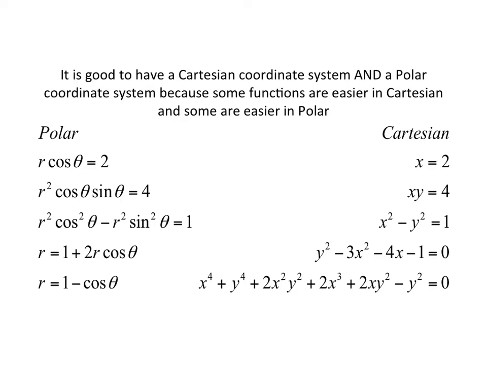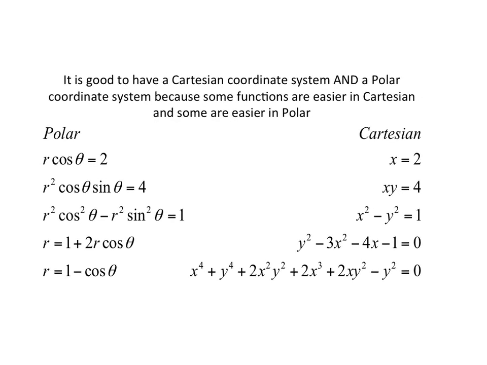So really quickly we're going to talk through some examples of polar equations and what are called Cartesian or rectangular equations. Here we've got r cosine theta equals 2. That's the polar equation of the same equation x equals 2. Both of these, when graphed, would look like a vertical line. One's just in polar format and the other one is in Cartesian.